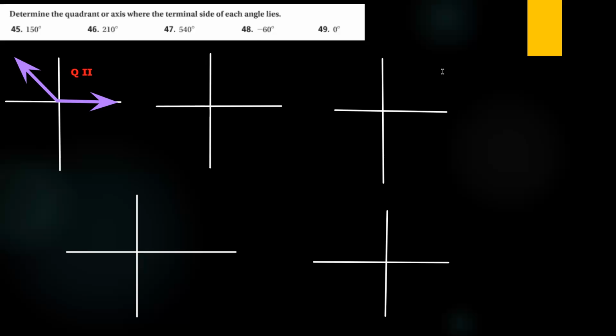Now, number 46, 210. Is it between 90 and 180, or between 180 and 270, or between 270 and 360? It is between 180 and 270, so it is in quadrant what? Quadrant 3.